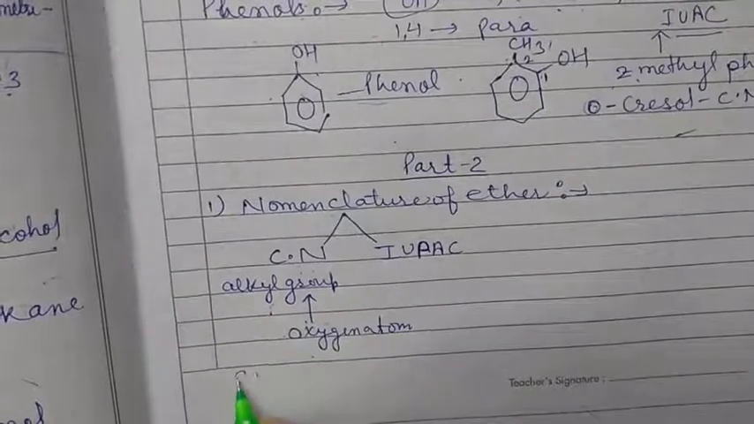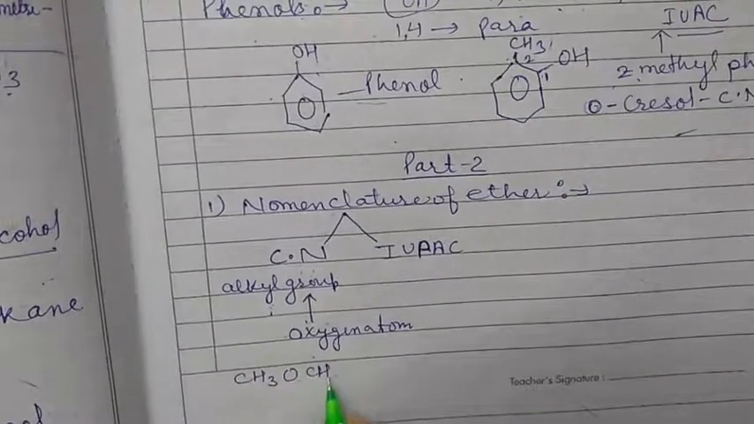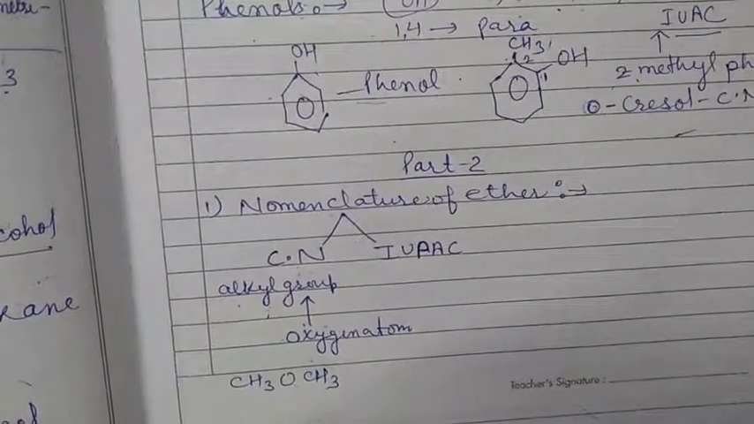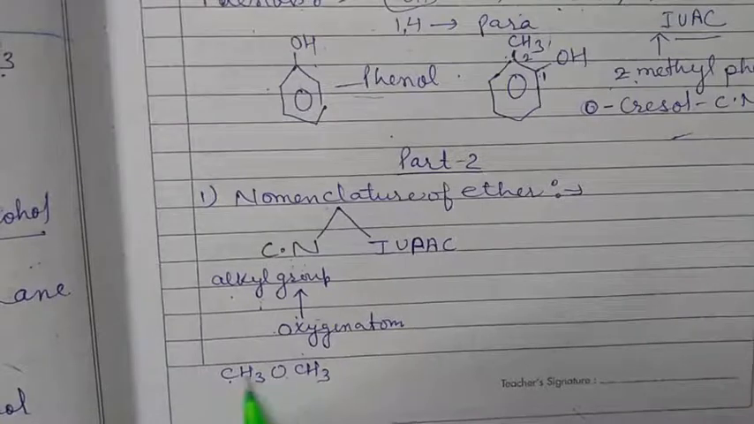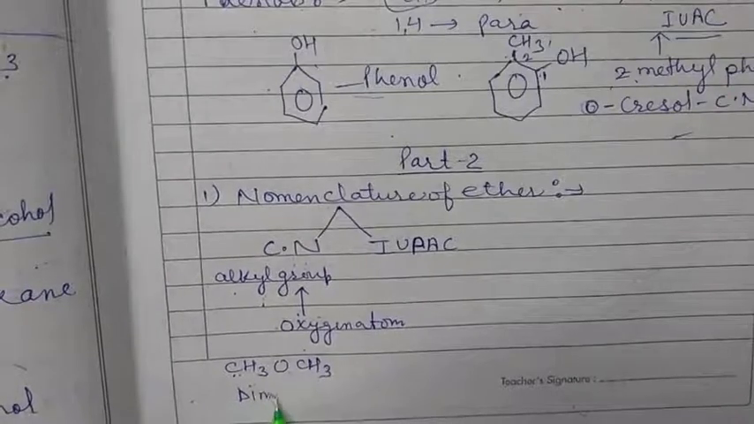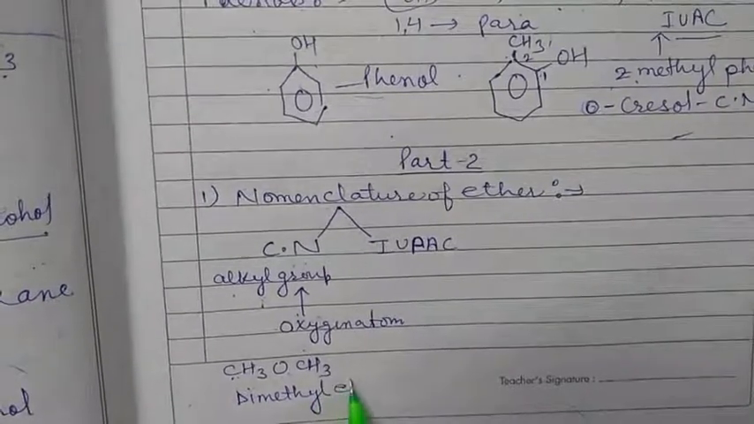For example, we have CH3OCH3. Now, which alkyl group is attached here? That is the methyl. How many methyl groups are attached here? There are two methyl groups. That is dimethyl. This one is dimethyl ether.